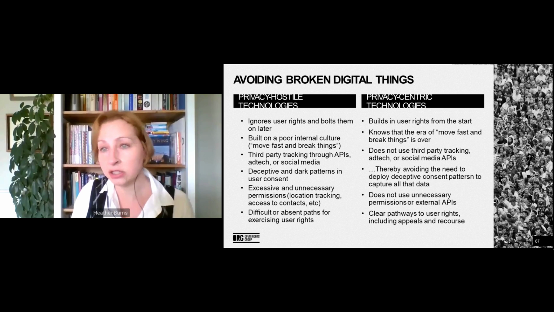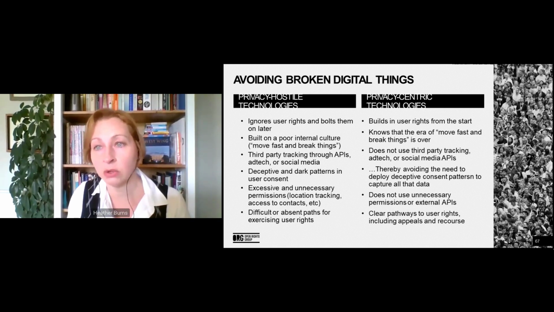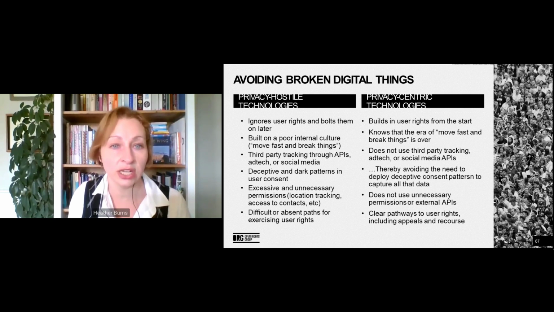A privacy-hostile technology, and this certainly is relevant to most public-facing web services and apps, is drowning in third-party tracking through social media APIs, social media beacons and sharing, ad tech tracking, surveillance tech of all sorts. And there's a deployment of what we call deceptive and dark patterns for collecting user consent, which make it difficult, if nigh on impossible, for someone to tell you that they don't want their data tracked in a certain way. A privacy-hostile technology will require excessive and unnecessary permissions, such as access to all your contacts for you to be able to use the service.